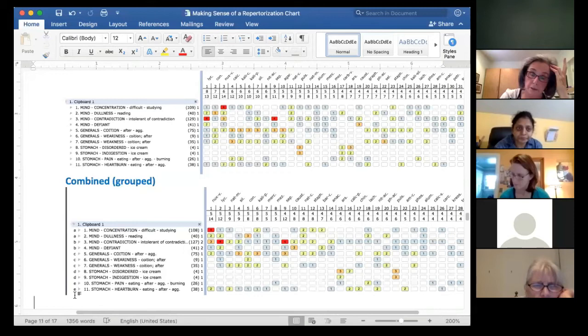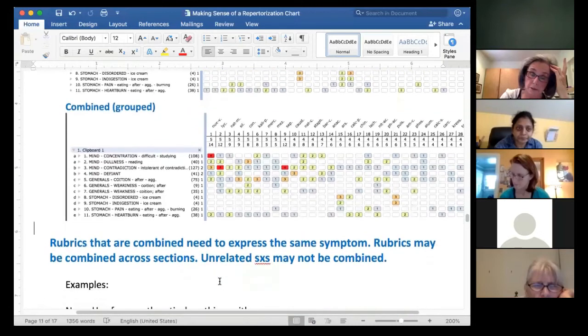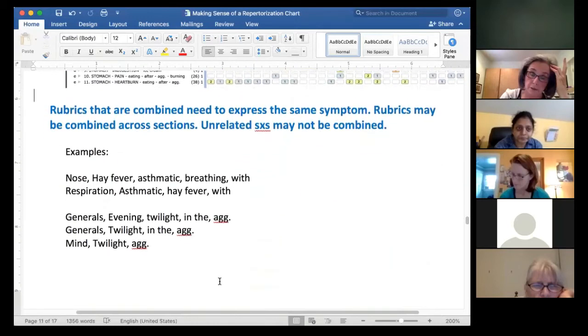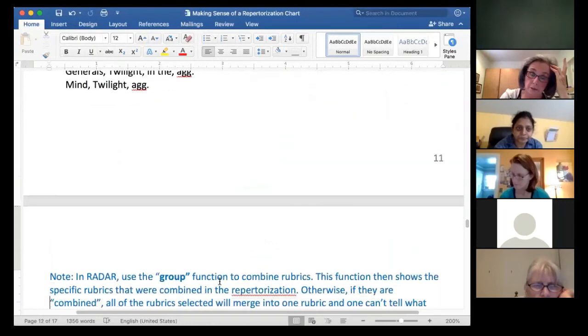So particularly for Barbara, when you're doing cases, if you're going to combine rubrics, you definitely want to have a record of what you've combined, because it's very important for the supervisor to be able to look at your case and see what you've combined and whether it's been accurately combined. So if you are using radar, use the group function and not the combination function. That's just a little aside for the radar people.